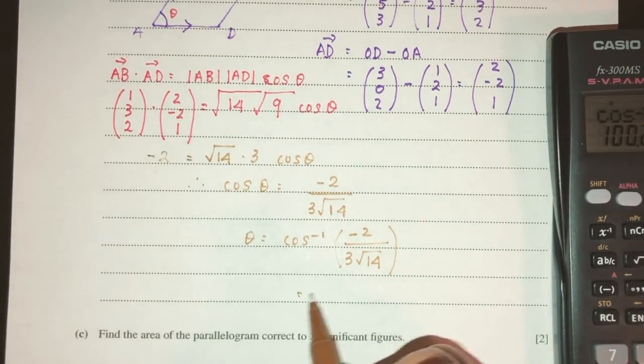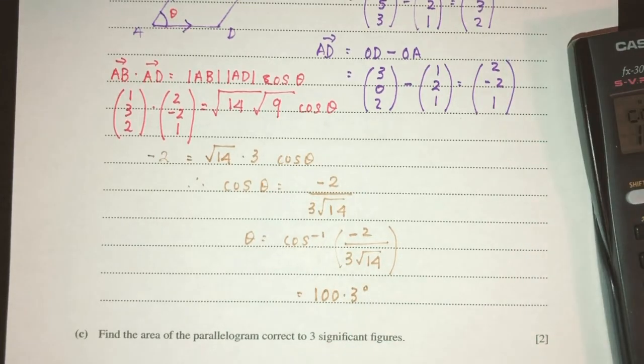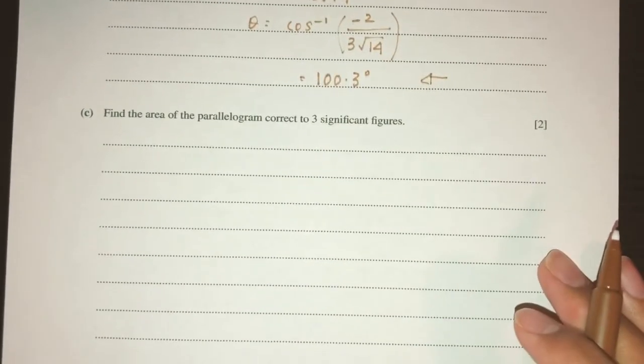That will be 100.3 degrees. So always give your answer of degrees correct to 1 decimal place if it is not exact. And that is your answer for part B. Now let's move on to part C.